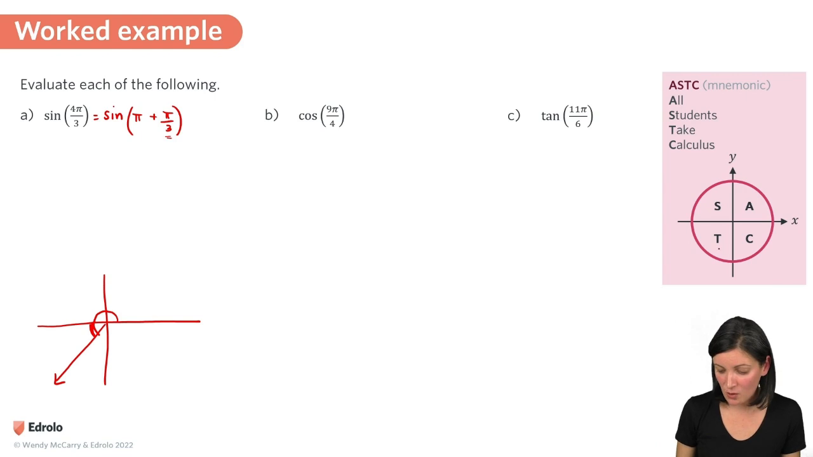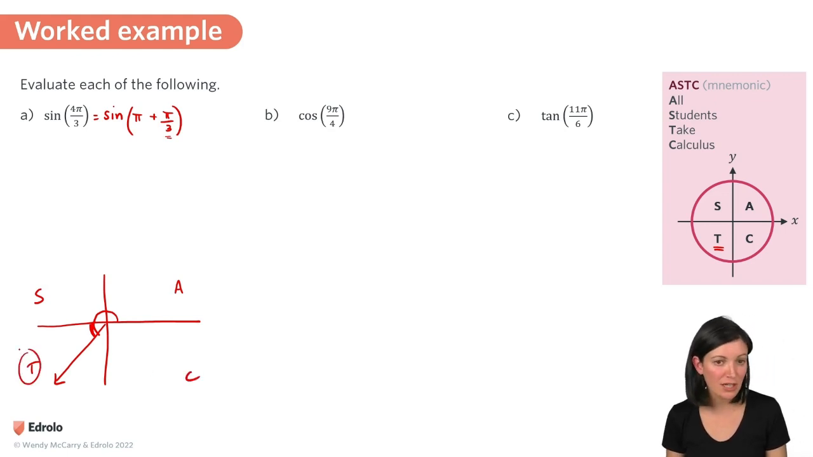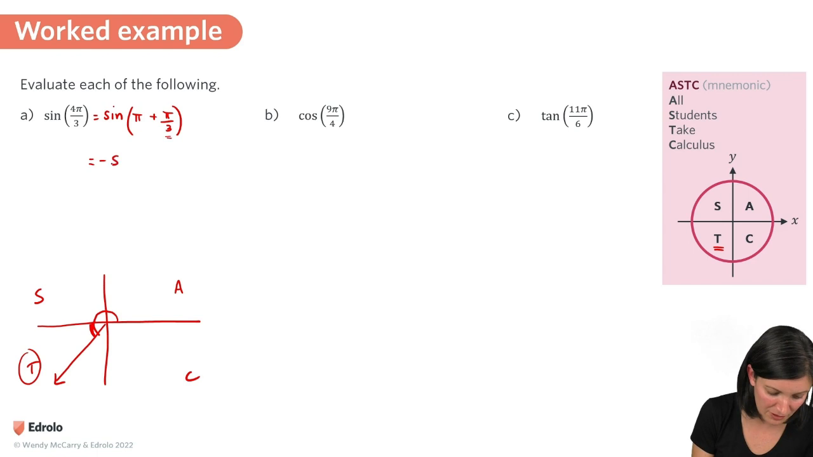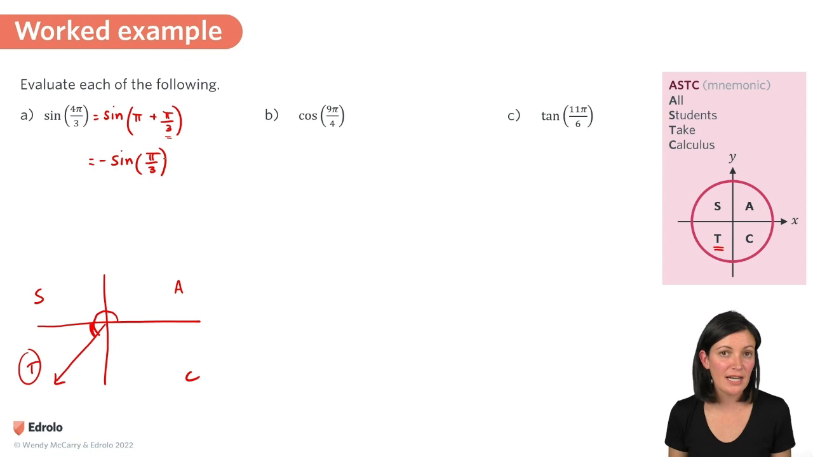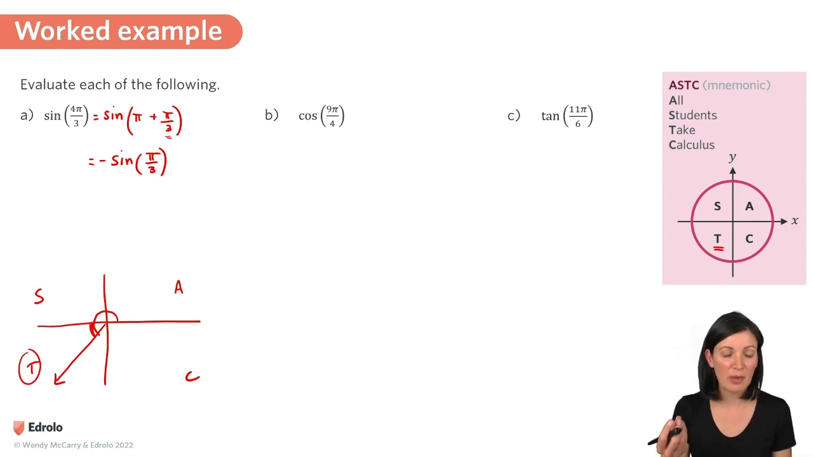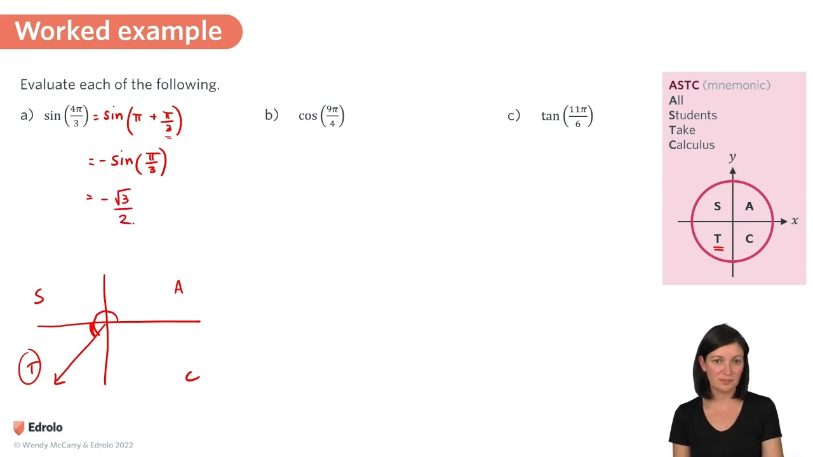So I know then that in that quadrant, if I use my all students take calculus, only tangent is positive in that quadrant. That means that sine has to be negative. So that's actually equal to the negative sine of my reference angle. Now, the reason I need my reference angle is because I know from my exact values that the sine of pi on 3 is root 3 on 2. So this is going to be equal to the negative of root 3 on 2.